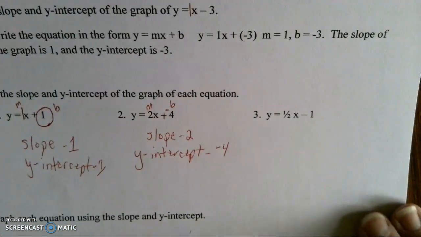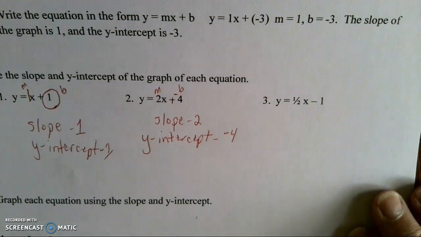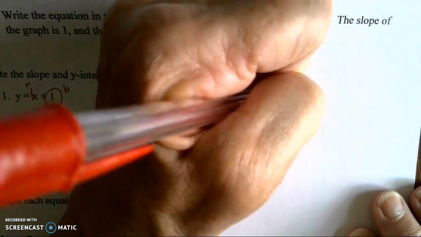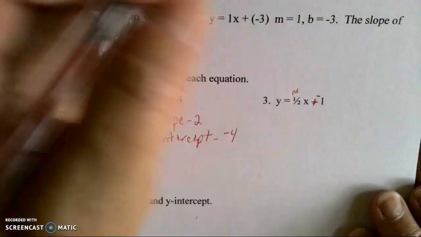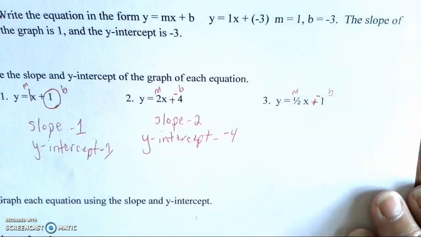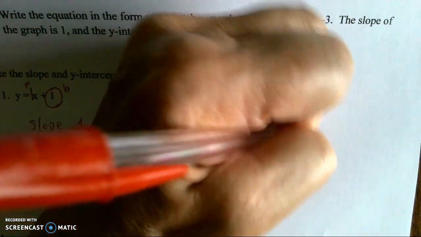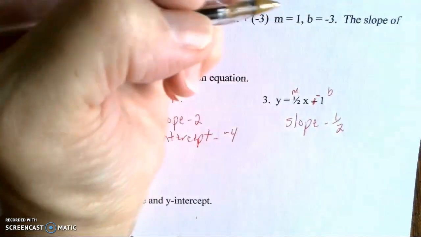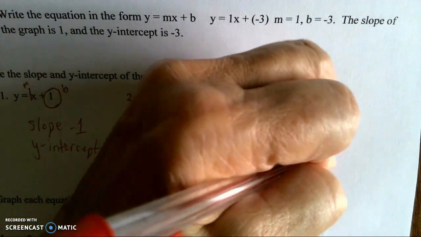And then finally, let's take a look at number 3. y equals 1/2 x minus 1. Again, let's change this to plus -1. 1/2 is my m, that's the slope. -1 is my b, that's my y-intercept. So the slope of this line is 1/2. The y-intercept is -1.